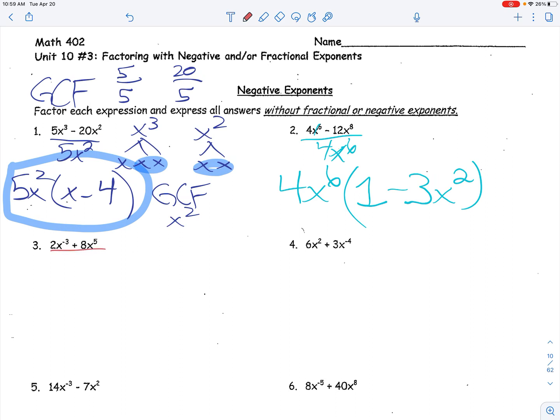You take the smaller of the two, right? Negative 3 is smaller than 5, right? So x to the negative third is your GCF between x to the negative third and x to the fifth power. Now, let's do the 2 and the 8 also, but I figure I'd start there.